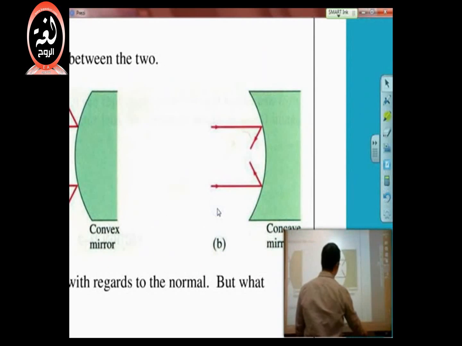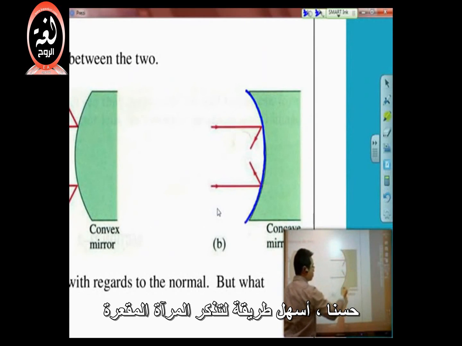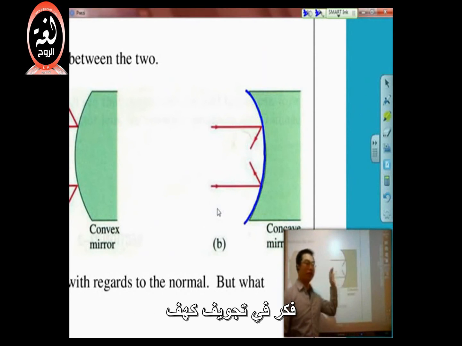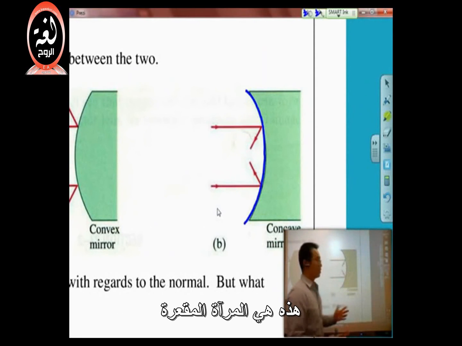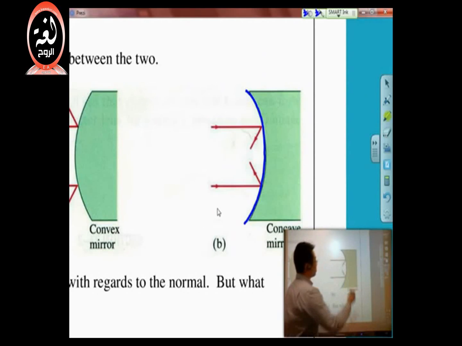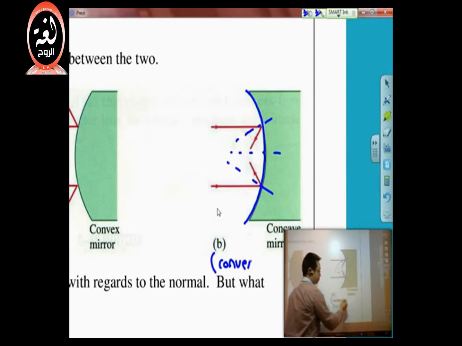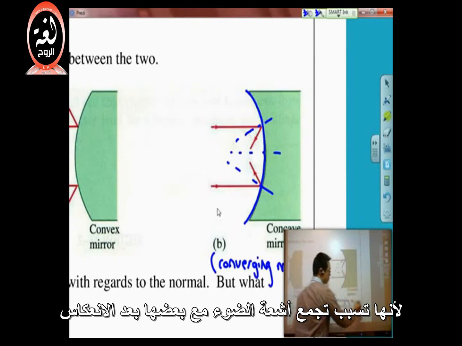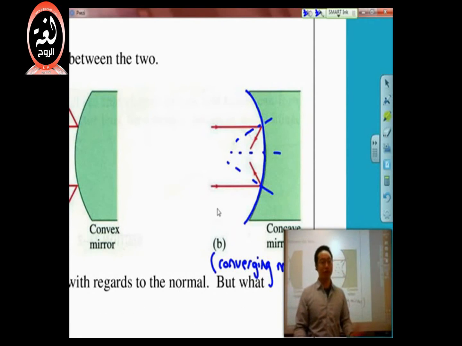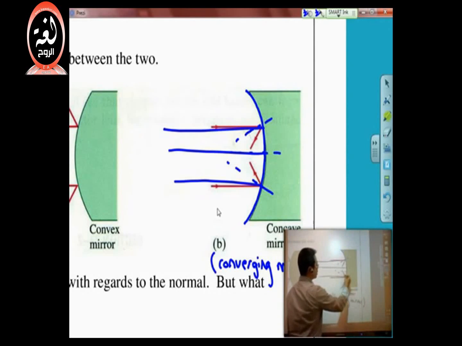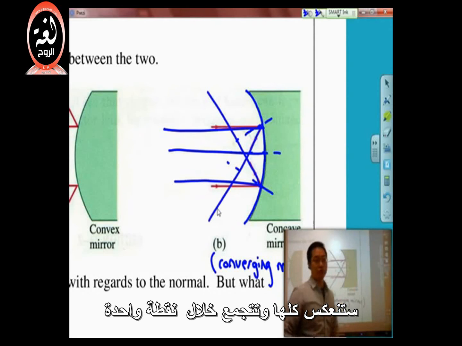A concave mirror, on the other hand, well, the easiest way to remember what a concave mirror is is to use a kind of silly mnemonic. You think about digging a cave. So if you're digging a cave into the mirror, well, that's what a concave mirror is. It's dug in. But the way that the normal lines are set up with a concave mirror, it's also called a converging mirror, because it causes the light rays to actually converge together after they reflect, assuming that they all start off parallel. So when parallel lines come in, they all reflect and they all converge through a single point.